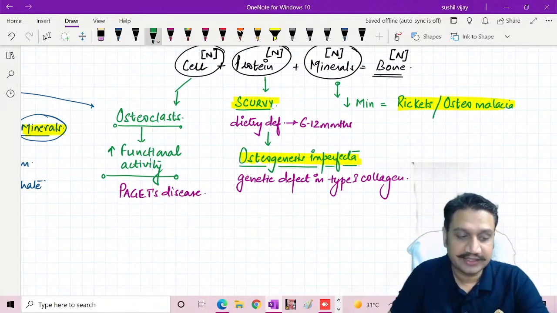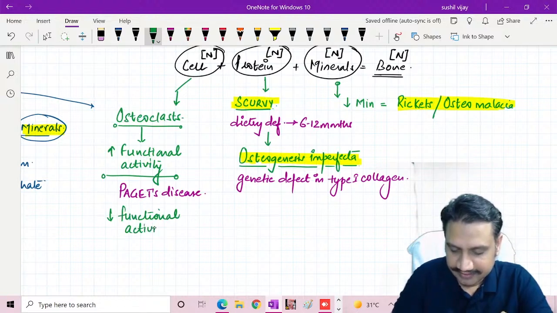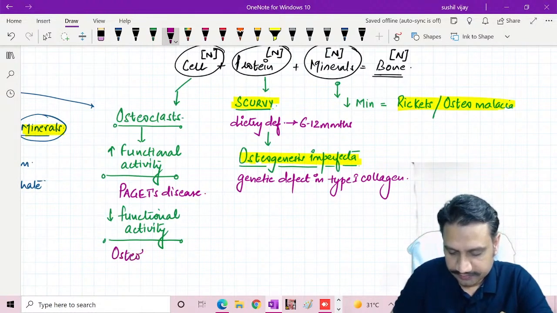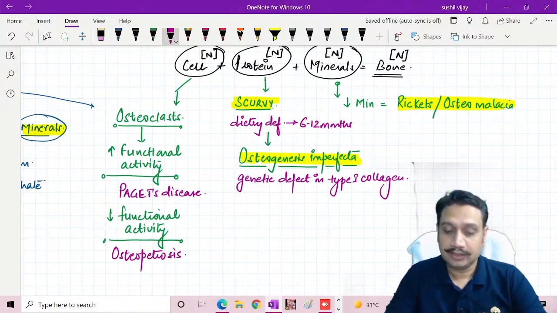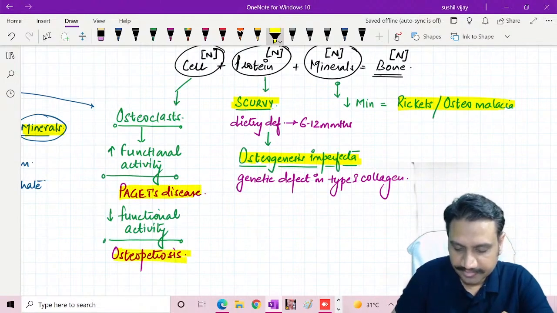And if there is a decrease in functional activity, then what disorder is the patient having? The disorder that the patient is having is osteopetrosis. It is osteopetrosis. So two disorders are coming from where? Two disorders are coming from the cells, right?